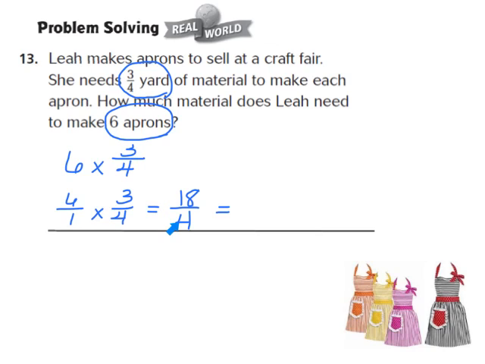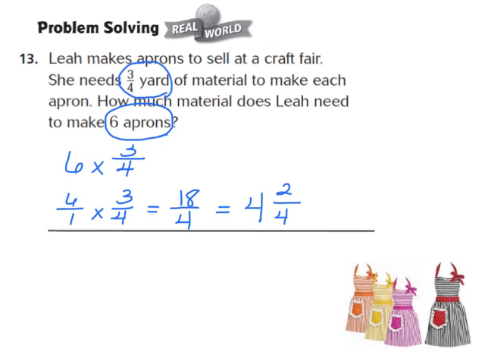I know that 4 goes into 18 4 whole times, so I'm going to go ahead and write down the whole number 4 as the whole number part of my mixed number, and I know that 4 times 4 gives me 16. So when I take 16 away from 18, I'm left with 2. So I'm going to make that 2 my numerator, and remember, our denominator stays the same. So I'm going to go ahead and write my denominator as a 4.